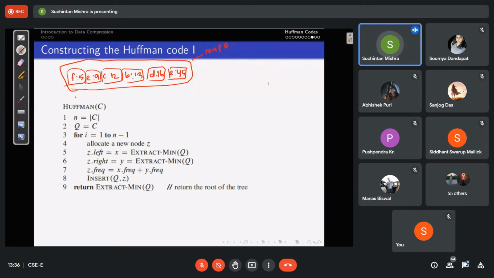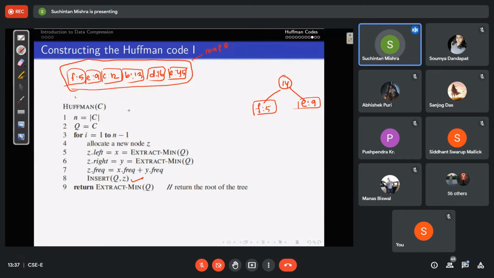Okay. Now, F and E, they have the least values. So they will be combined into a new node. The new node will have a frequency 5 plus 9, which is 14. Its left child will become F with frequency 5000. Its right child will become E with frequency 9000. Now again, insert this new node into the min priority queue.